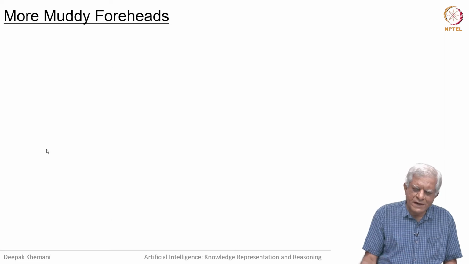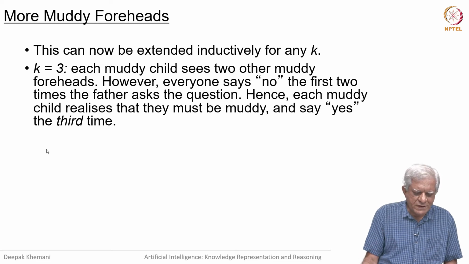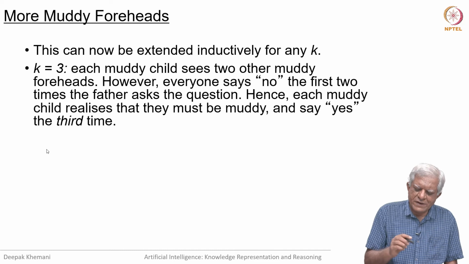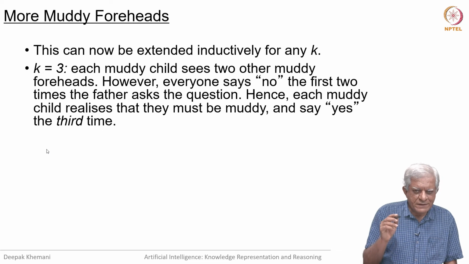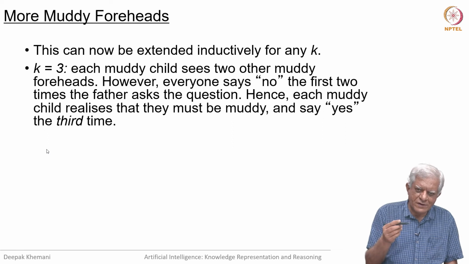And then this kind of argument continues for every k. You should go through this in more detail yourself. For k equal to 3, each muddy child sees 2 muddy foreheads. For the first round everyone says no, for the second round everyone says no, but each of those 3 children would be expecting the 2 others that she can see to have said yes. When they do not say yes, she figures out that it is not that k is equal to 2, but that k is equal to 3 and that she is the third person, and so the third time the question is asked, she will say yes.